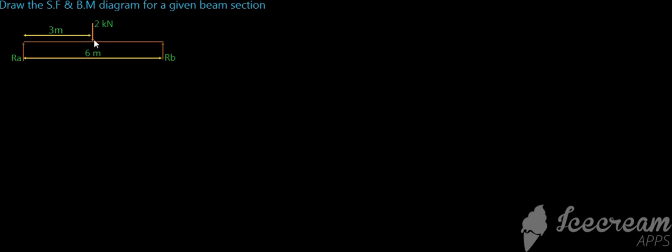First of all, I'll explain the whole process of this video. Firstly, I am going to find out the RA and RB values. Then I want to find out the shear force and bending moment values for the selected lengths of the beam section. Then, using those shear force and bending moment values, I can draw the shear force and bending moment diagram. Let's start our calculation.